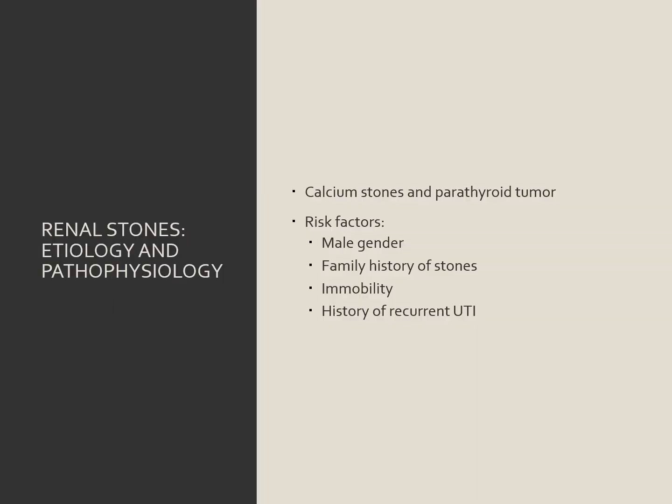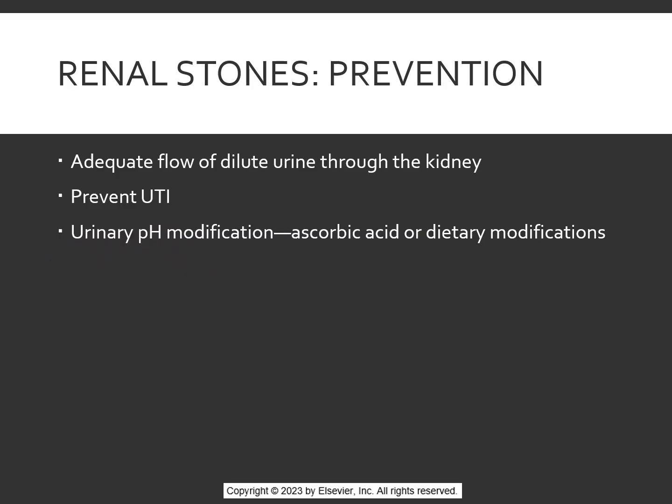Risk factors for kidney stone formation include being of male gender, a family history of renal stones, immobility for any reason, and a history of recurrent UTIs. Ideally, adults must put out at least 2,500 milliliters of urine every 24 hours to prevent stone formation. Likewise, preventing urinary infections and maintaining adequate drainage through tubes and catheters is also necessary. Changing the urine pH can prevent or reduce the incidence of renal calculi.